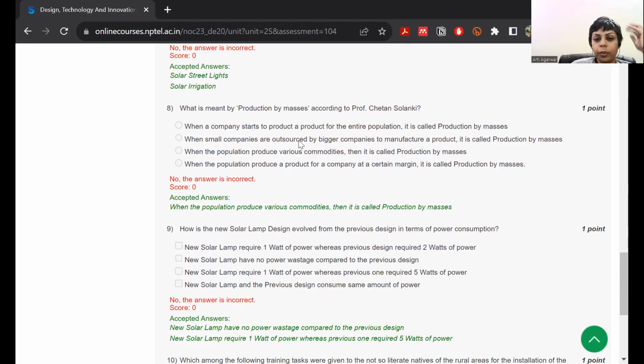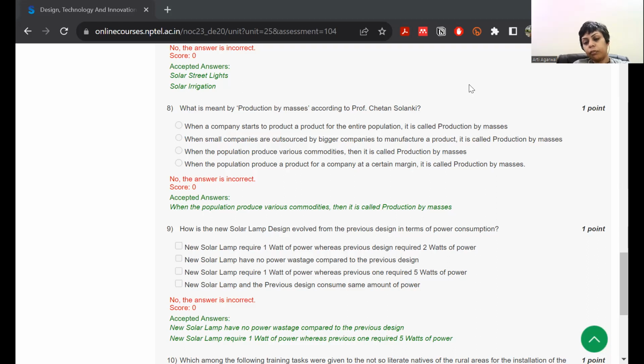Question number 8, what is meant by production by masses, according to Professor Chetan Solanki? The options are: when a company starts to produce a product for the entire population, it is called production by masses. Second option is when small companies are outsourced by bigger companies to manufacture a product, it is called production by masses. Third option is when the population produces various commodities, then it is called production by masses. Fourth option is when the population uses a product for a company at a certain margin, it is called production by masses.